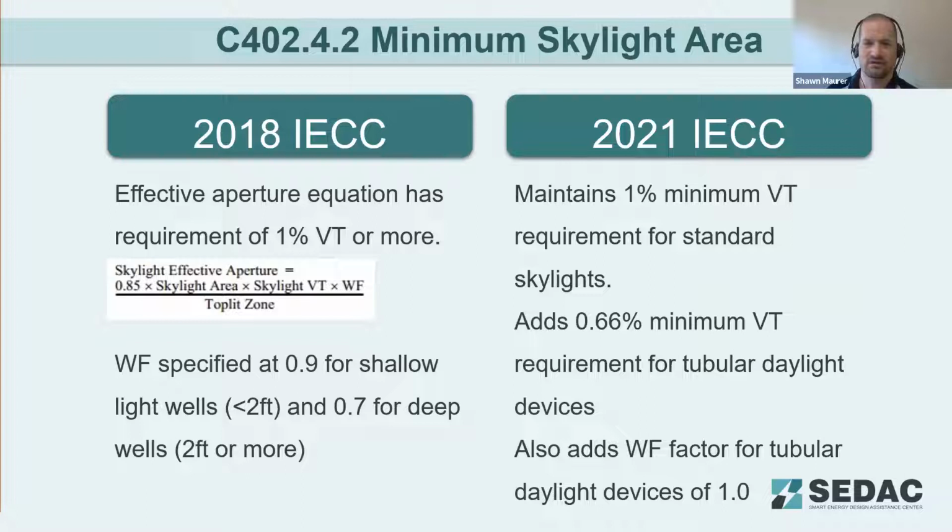So they've changed those to account for visible transmittance, as well as a weighting factor for tubular daylighting. So what they're accounting for here is that tubular daylighting has kind of grown in usage. It wasn't really accounted for in the previous energy code. They just had this typical box frame skylighting. So they've added some of these requirements to account for tubular daylight devices.